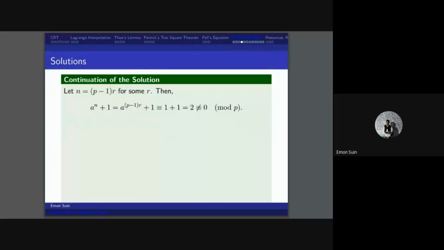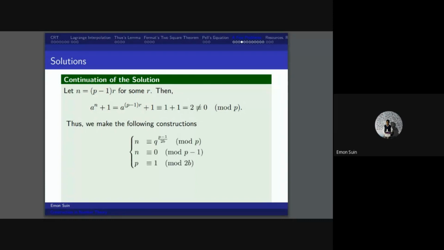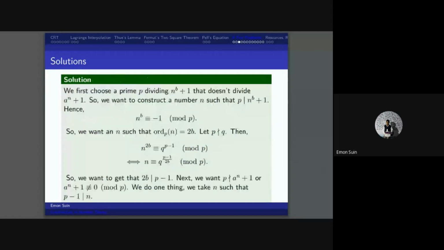So again, everyone has understood this. Okay. So now we make the following constructions. Now we can conclude, here we have the constructions that are working. We will note them down one by one. Firstly, n is congruent to q to the (p minus 1)/2. That is the first thing we have done, right?